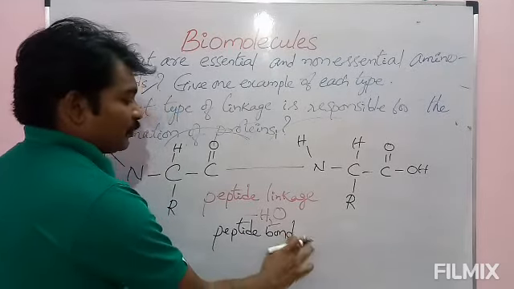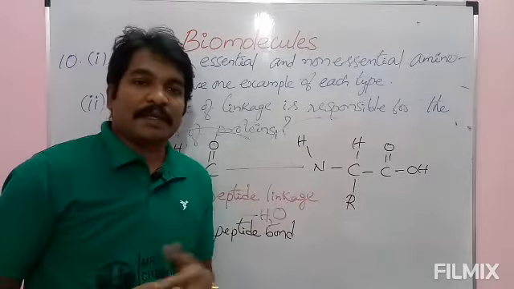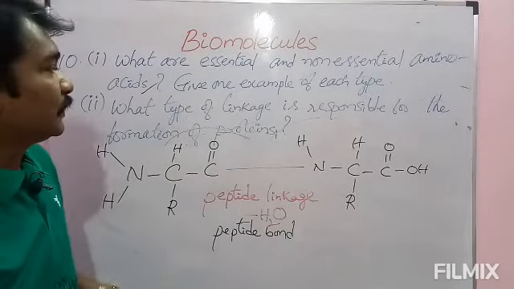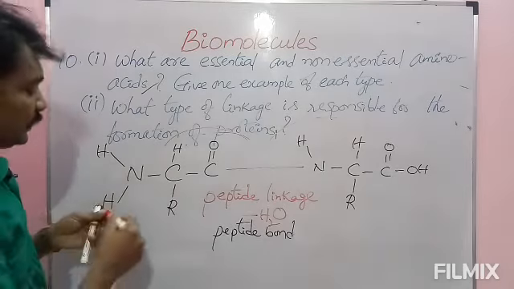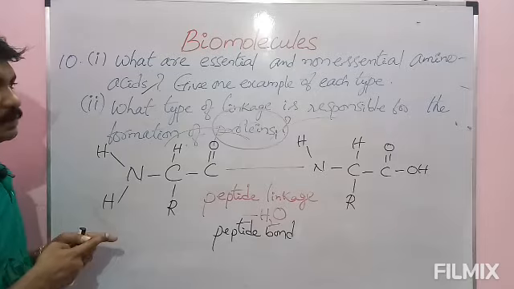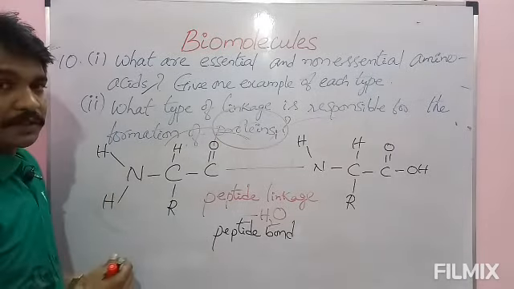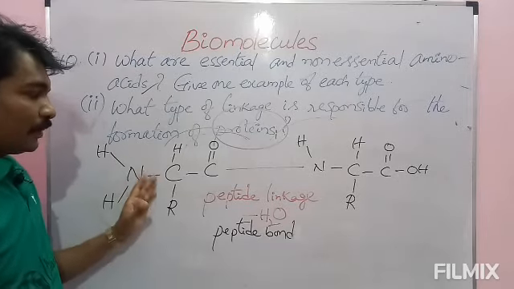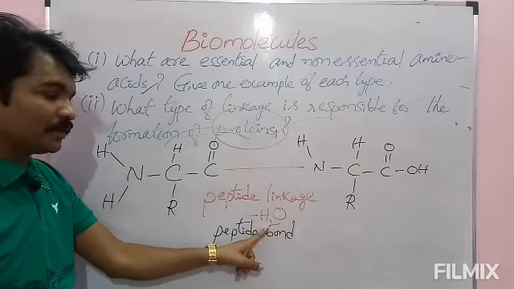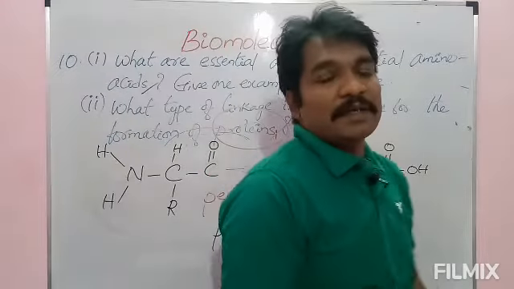See here, like this, peptide bonds are formed continuously, and as a result, dipeptide, tripeptide, tetrapeptide, polypeptide. Polypeptide is nothing but protein. Please note down this one. What type of linkage is responsible? Peptide linkage is responsible for the formation of proteins. Hope you understood how peptide linkage is formed. One amino acid, another amino acid, they bind with each other by losing a water molecule. Okay, please note down this one and revise all these 10 questions.